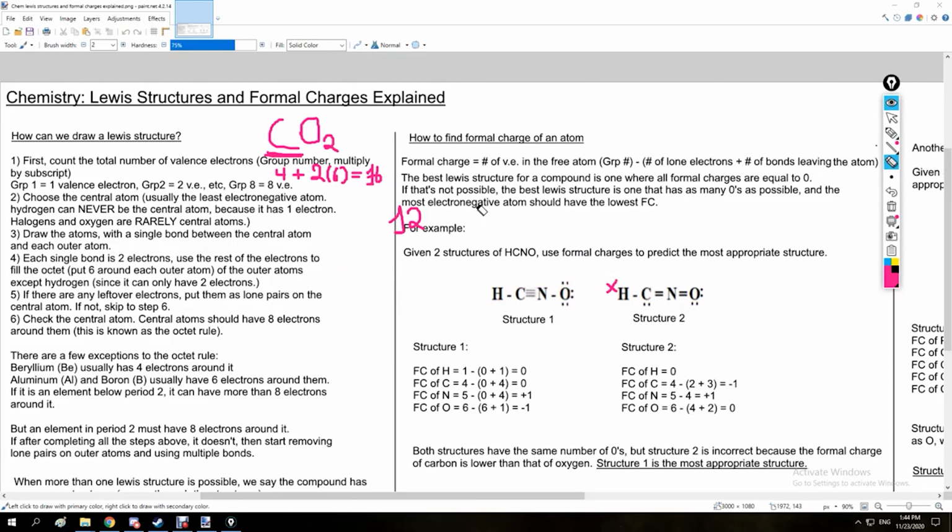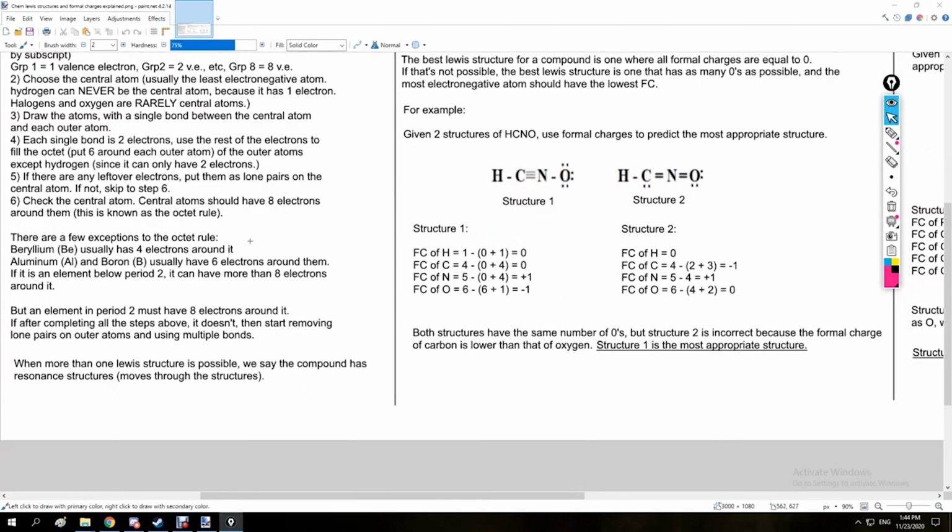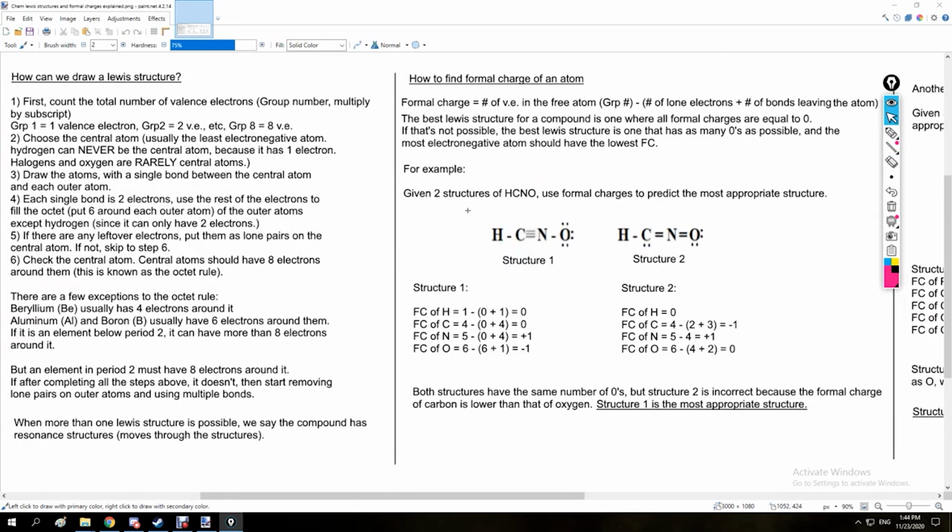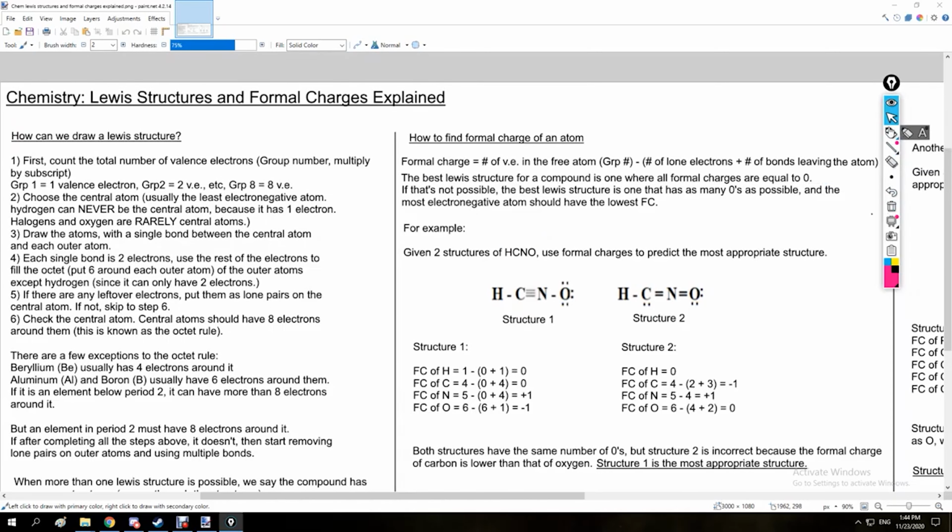And one more thing: when more than one Lewis structure is possible, we can say the compound has resonance structures. What this means is that it doesn't take just one structure, it occupies all the structures and kind of cycles through them. For example, let's take SO2. Both S and O are in group 6, so 18 valence electrons. We'll draw the S with the O's and fill the octet.